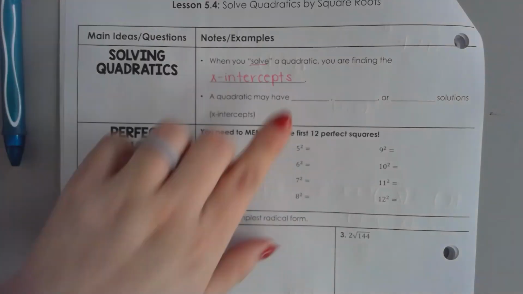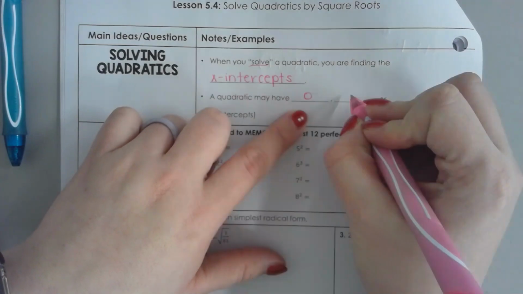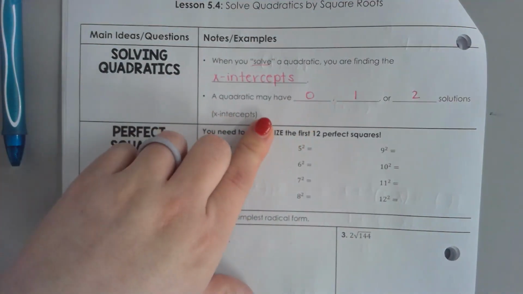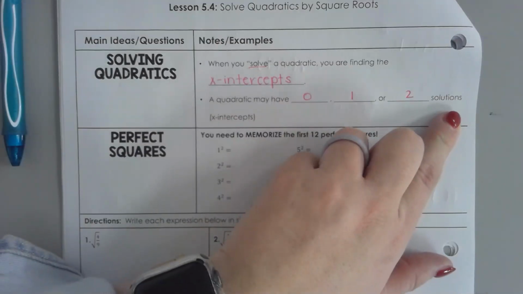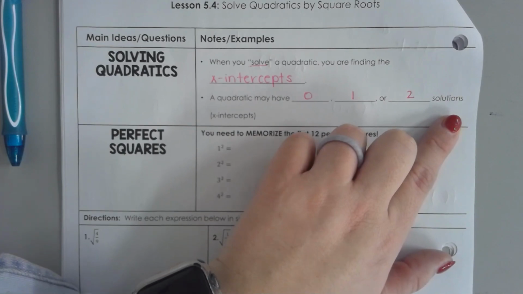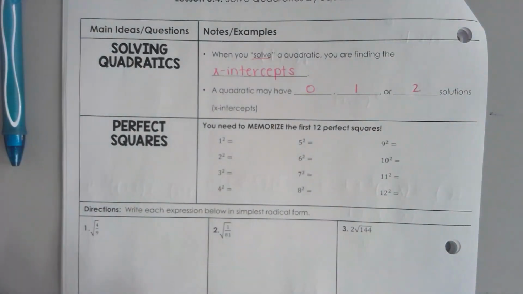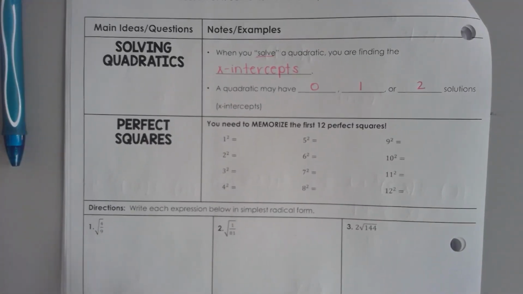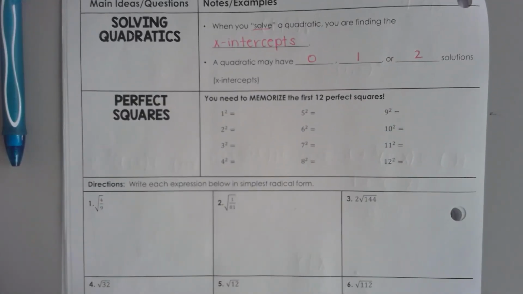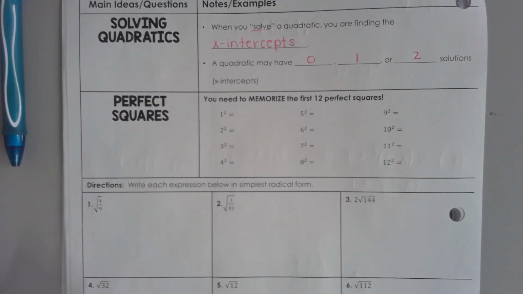A quadratic could have 0, could have 1, or it could have 2 x-intercepts, also known as solutions, also known as roots or zeros. In order to solve with square roots, we have to practice working with square roots. We have to practice simplifying square roots that don't give us whole numbers in the calculator.